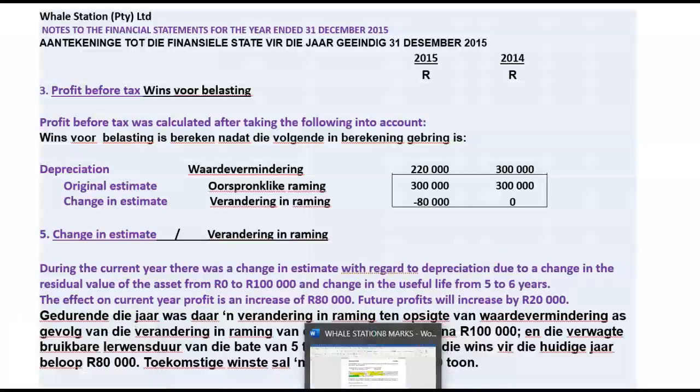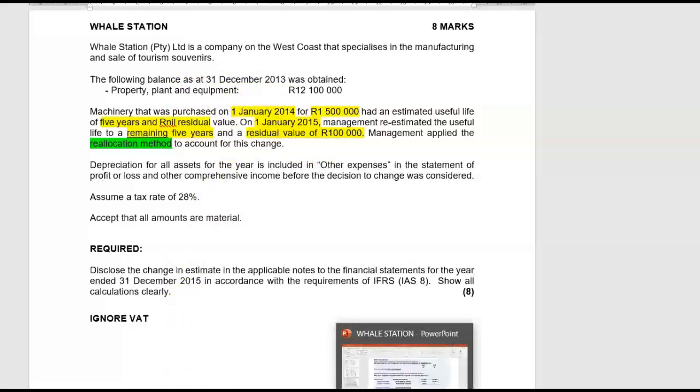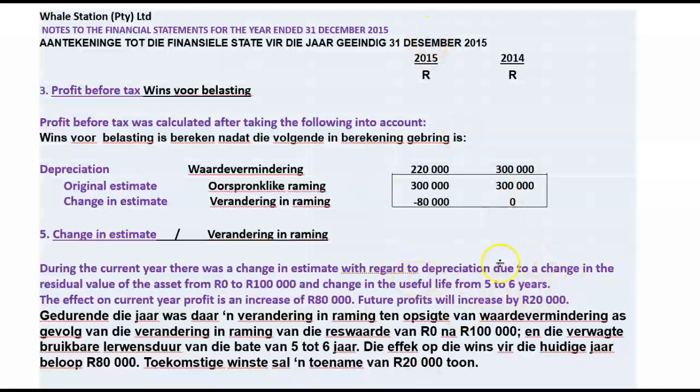Remember what they've told us here. They've told us originally they estimated a lifetime of 5 years. And then on 1 January, it has a remaining lifetime of 5 years. So 1 year has gone past, so 5 as from the 1st of January plus the number of years that have gone past, which is another year, gives us then a total of 6 years. So the total lifetime of the asset is now estimated to be 6 years.